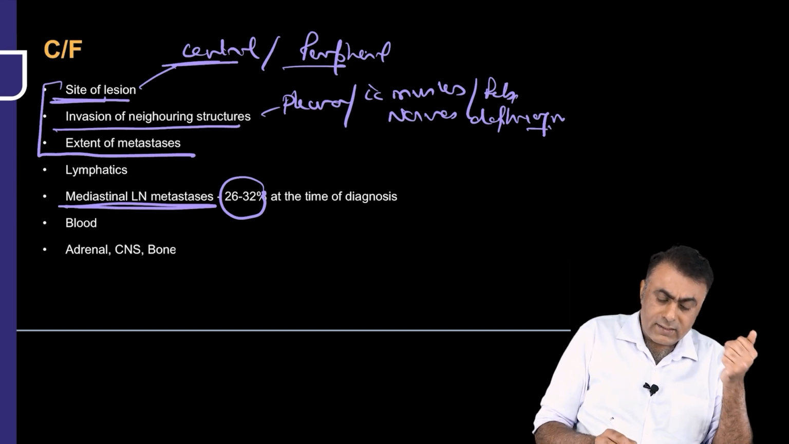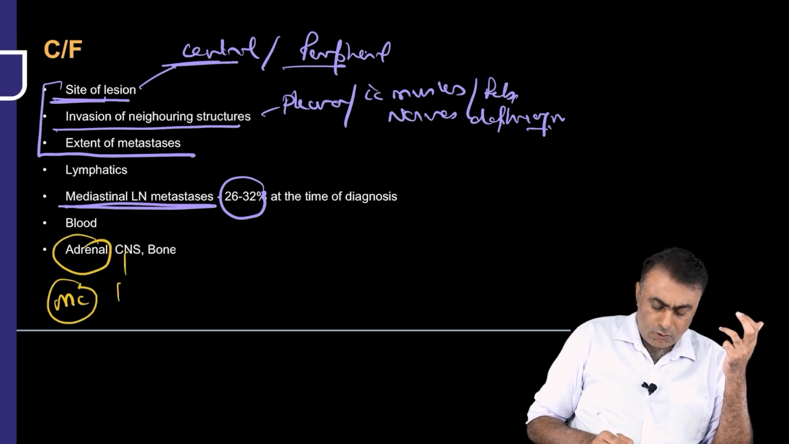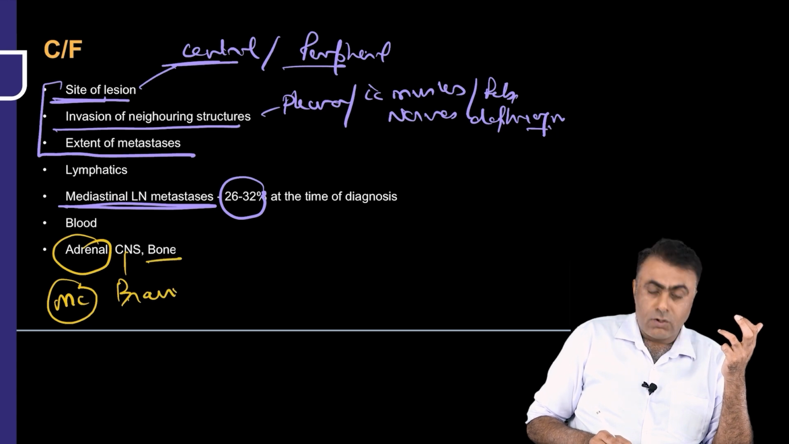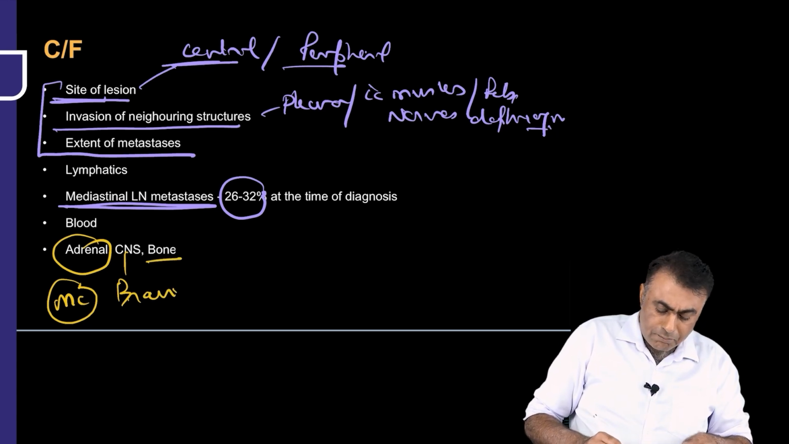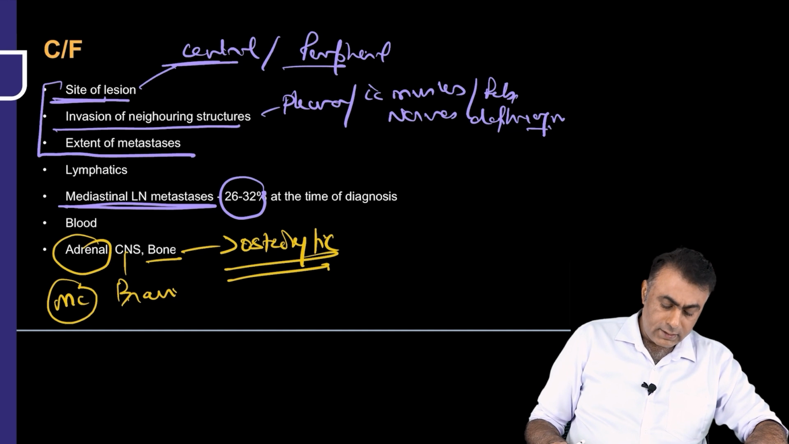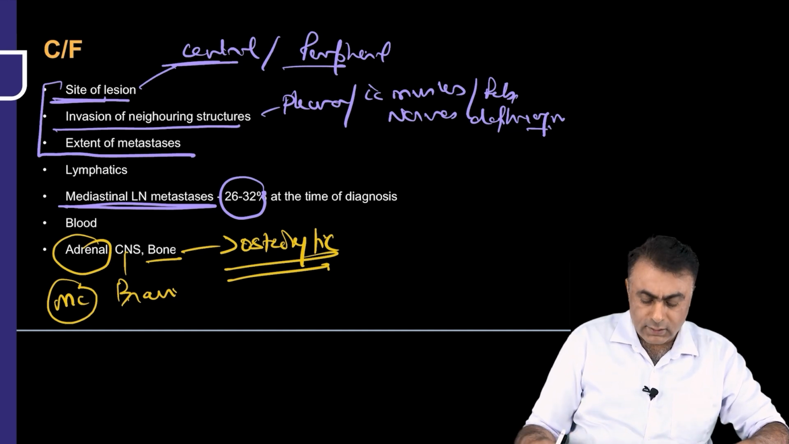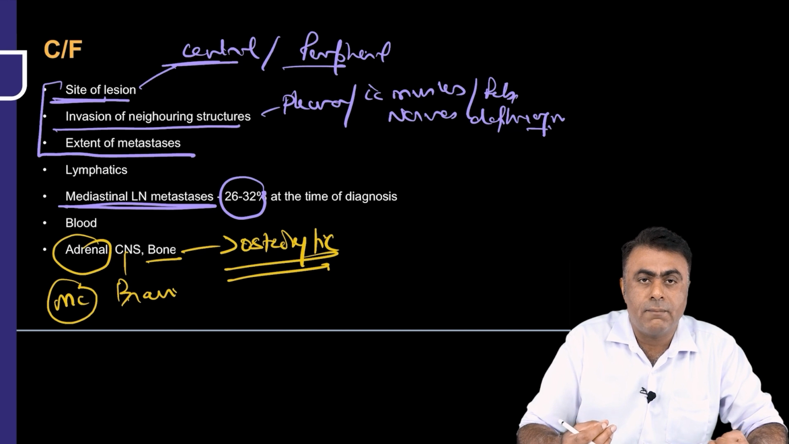Then apart from lymphatics, it can spread by blood. By blood, carcinoma lung most commonly goes to the adrenals. It can go to the CNS, the brain, and to the bones as well. When it goes to the bones, carcinoma lung more commonly produces osteolytic secondaries. So these are the reasons, or mechanisms, by which lung cancer can present to us.